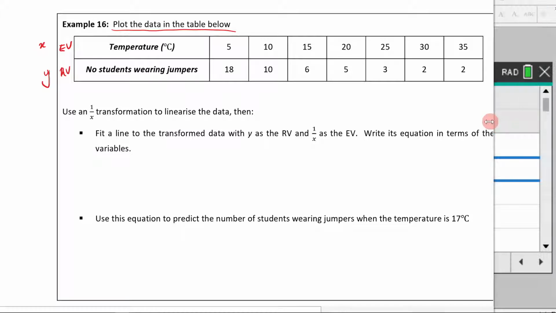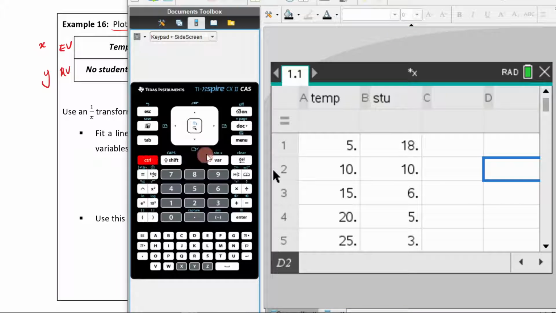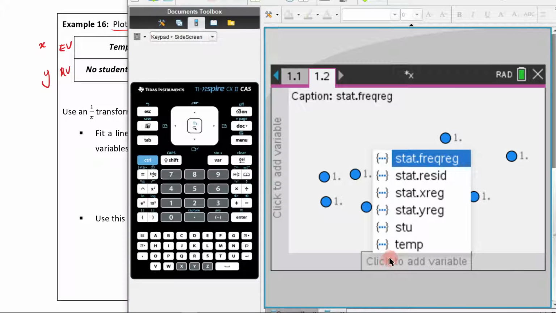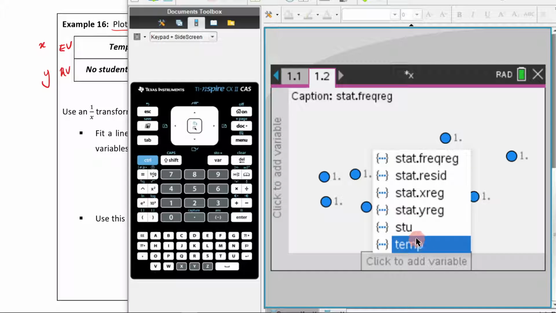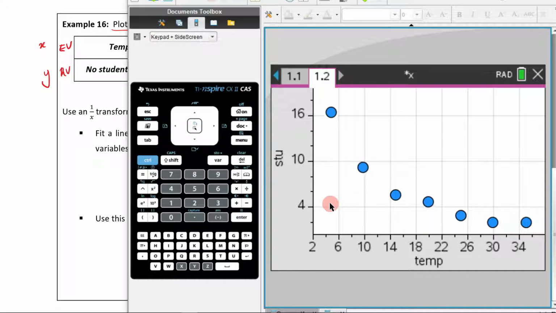So we're going to come to our trusty CAS calculator here, and I've already populated this for us. So this is lists and spreadsheets. I've called this temperature. I've called this STU for students. And what we're going to do is go control, add doc. We'll go add data and statistics. This will be my, now let's make sure we get this right, temperature. And this one here will be my students. And as you can see, it has got a bit of a curve to it.